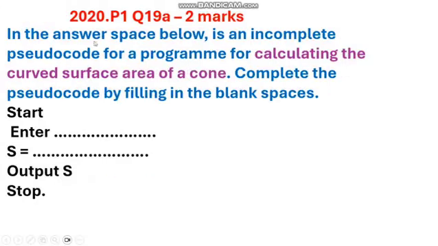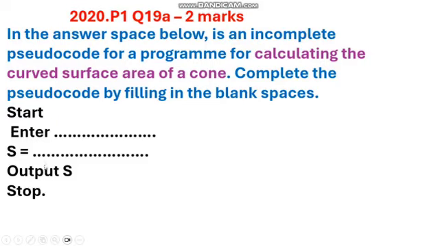So here is our third question. This is a question that came in mathematics paper 1 for 2020. So this question was coming from question 19A. It was also carrying 2 marks. The question reads, in the answer space below is an incomplete pseudocode for a program for calculating the curved surface area of a cone. Complete the pseudo code by filling in the blank spaces.